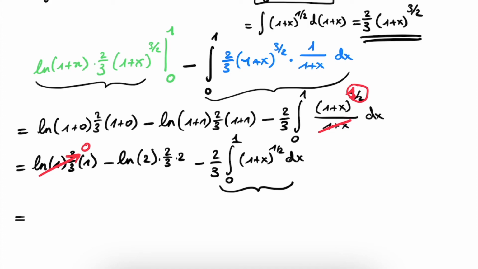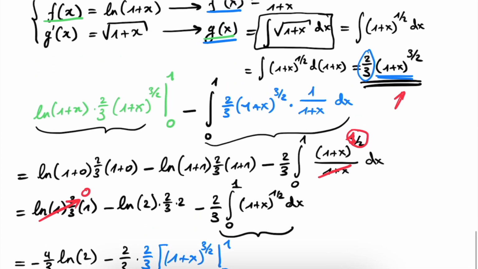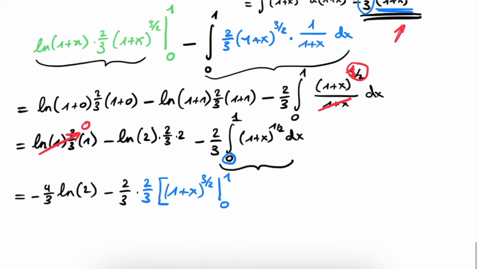So we're almost there, and we get minus 4 divided by 3 times the logarithm of 2 minus 2 over 3 times this integral. So that would be 2 divided by 3, which is this constant in front of it, times this term, so (1 plus x) to the power 3 halves, but now filled in our boundaries, because here we had to calculate an indefinite integral, but here we clearly have boundaries 0 and 1. So we have to fill in our solution in 0 and 1.